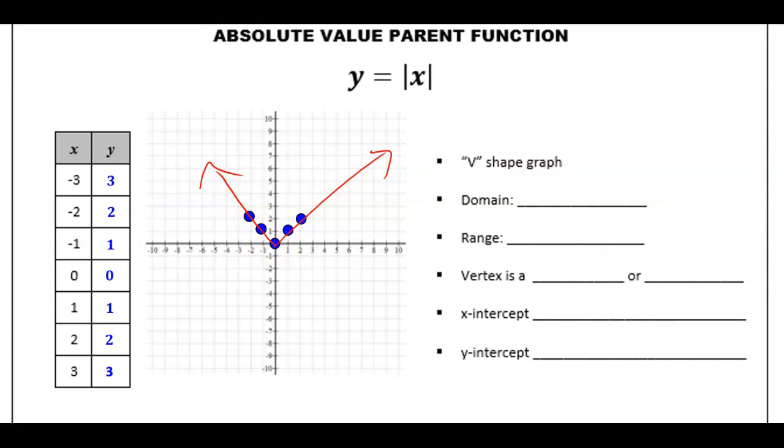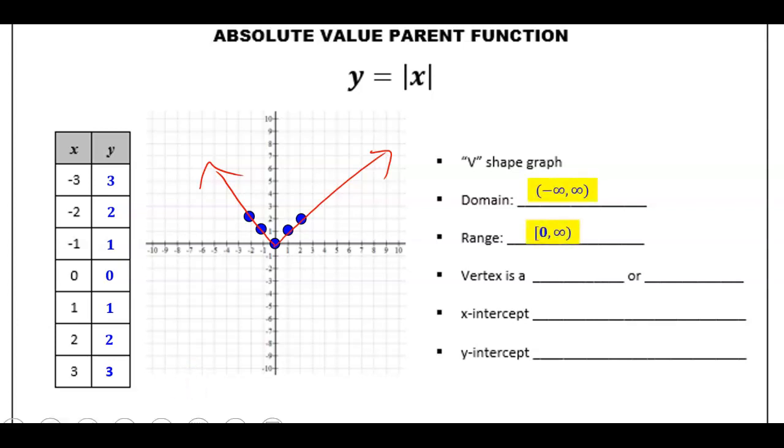Okay, domain is what variable? X. Which direction is domain? Left to right. Okay, so the domain here, see the arrowheads? Forever to the left, forever to the right. What is forever? What does that mean? Where's it going? Negative infinity. And then to the right, positive infinity. Now this is called interval notation, right? So here's how you write it.